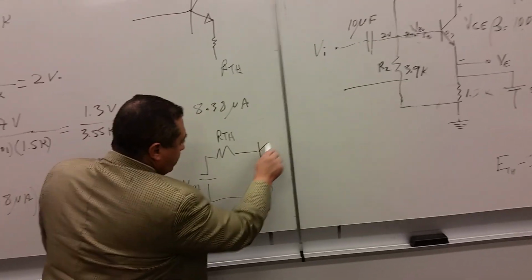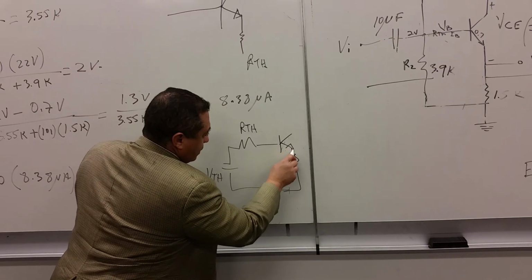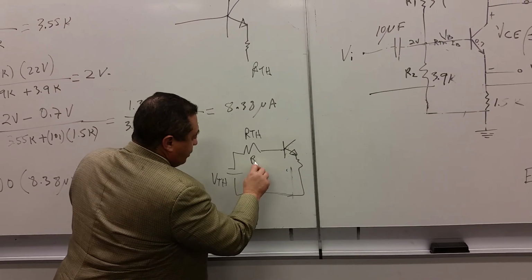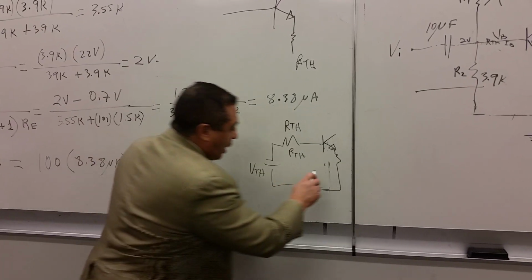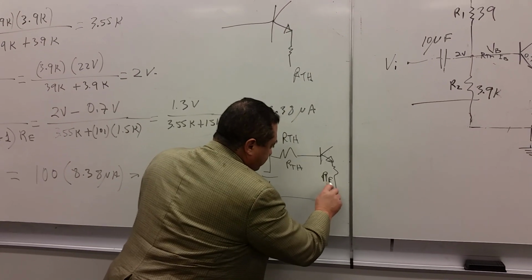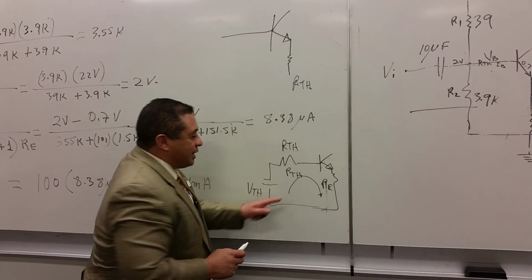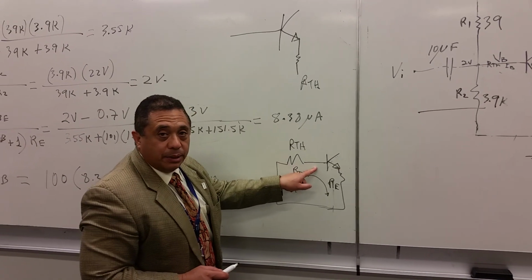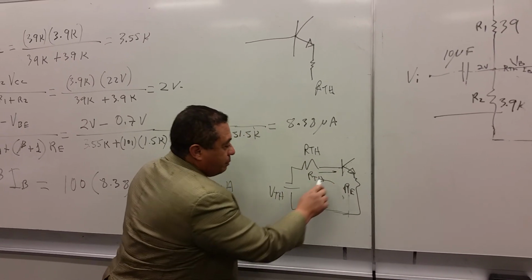Now, once we have the Thevenin equivalent, it is described in this circuit here. This is our transistor. That's R Thevenin. That's voltage Thevenin. This is our RE. The current in this loop is what we would call IB, actually the current at the base.